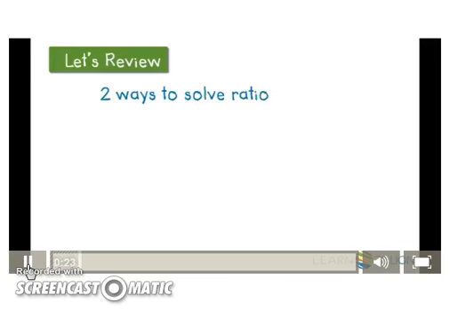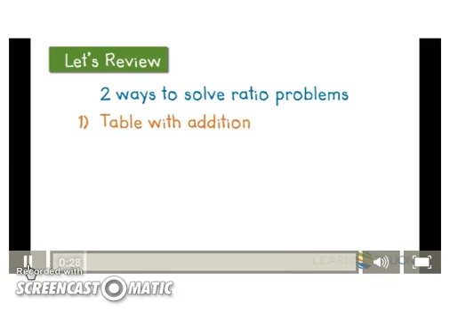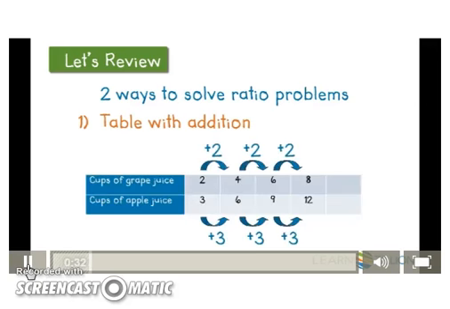Let's review the 2 ways we've already learned to solve ratio problems. One method is using a table with addition. Here's a reminder of what that looks like. To get the numbers in each column, you're always adding on using that ratio, always adding 2 cups of grape juice for every 3 cups of apple juice. And you do that until you get to the 12 cups of apple juice, and there you can see your answer, 8 cups of grape juice.